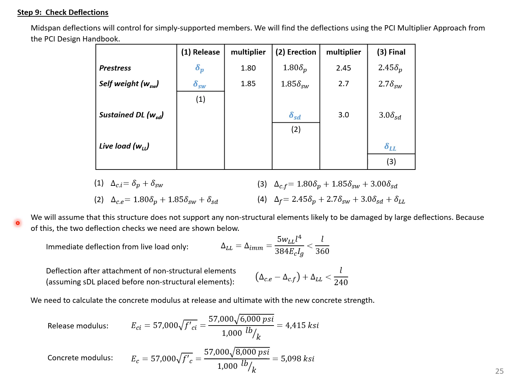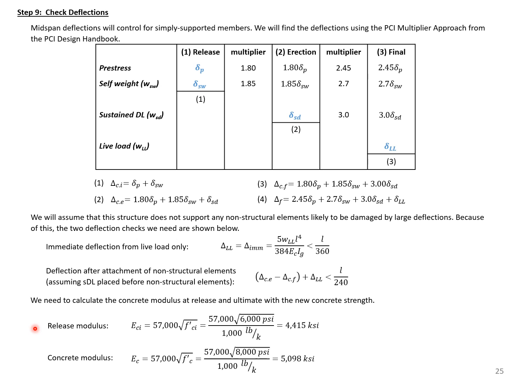We're going to assume that our structure does not support any non-structural elements likely to be damaged by large deflections. Because we're making that assumption, we're going to check our immediate deflection from live load. So our live load deflection needs to be less than L/360. And we also need to check to make sure that the deflection after the attachment of non-structural elements is less than L/240. And this deflection is going to be equal to the deflection shown here.